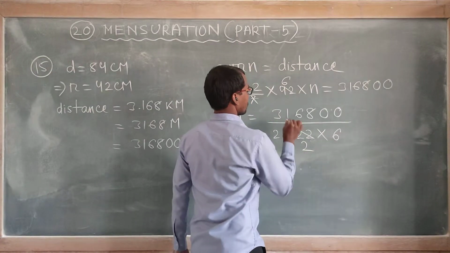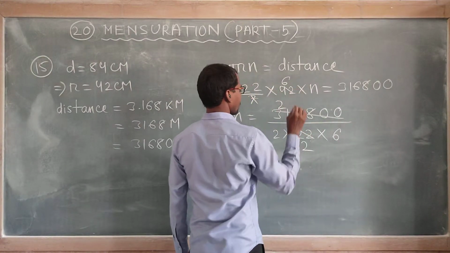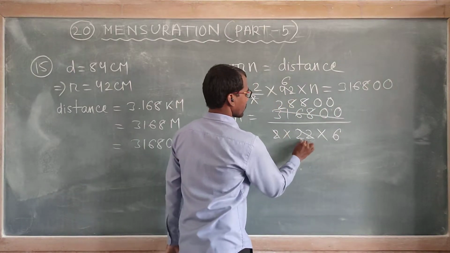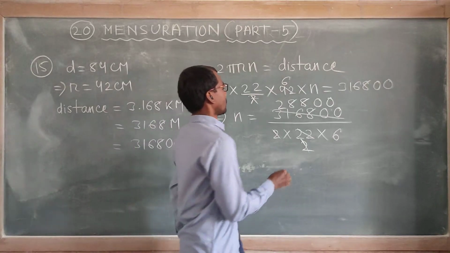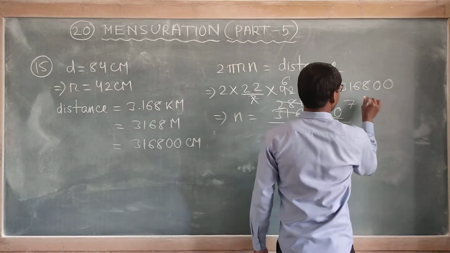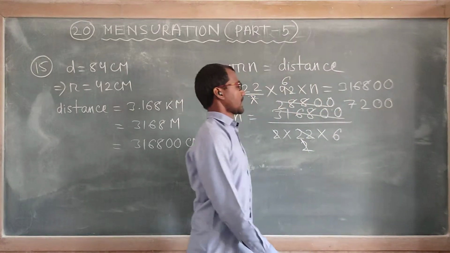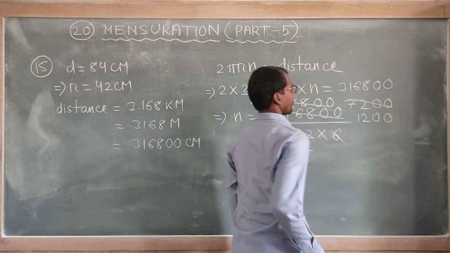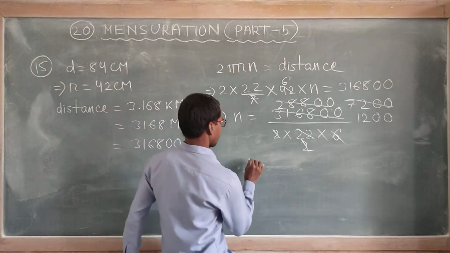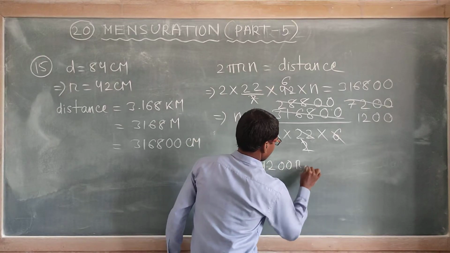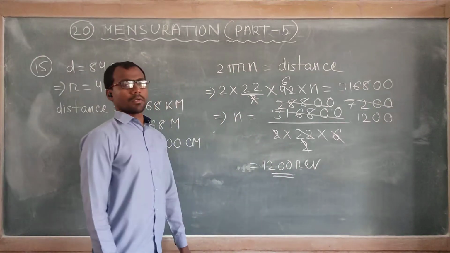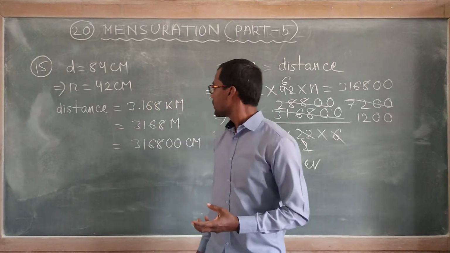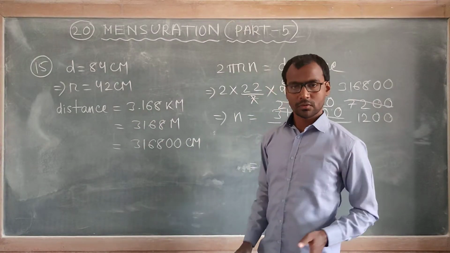11 into 2 is 22, 11 into 2 is 22, 96, 8, 800. 2 into 2 is 4, at a time I am dividing by 4. So 4 7s are 28, 4 to 0, 0. Now 7200 by 6, 6 into 12 is 72. So 1200 revolutions. So the wheel has to make 1200 revolutions in order to cover a distance of 3.168 kilometers.